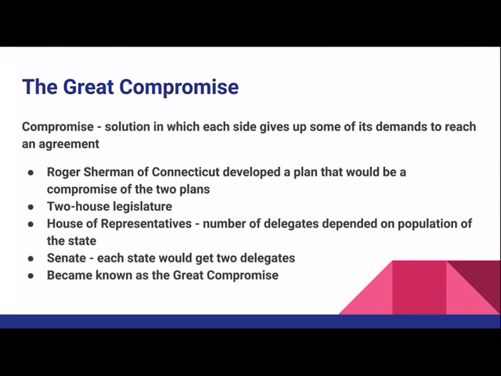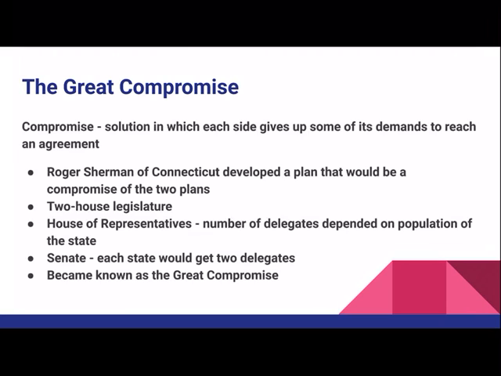So we have this Great Compromise. A compromise is a solution in which sides give up some of their demands to reach an agreement, right? So you come into the middle, right? Okay, so you have two sides. You meet in the middle to have a compromise. So we have a compromise here. We have Roger Sherman of Connecticut. He developed a compromise of those two plans. So they would have a two-house legislature. Okay, the legislature being, right, the branch of the government that makes the laws. So they are going to have three branches of government, right?